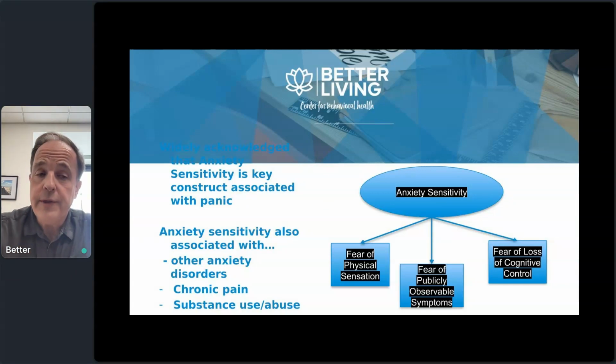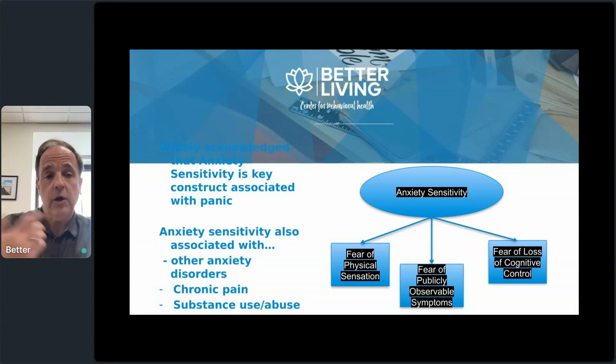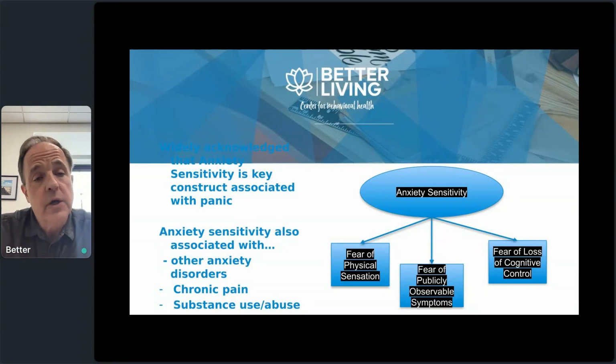Many panickers will then also report that they're concerned that other people will notice that they're anxious. So that's the fear of publicly observable symptoms. And then, of course, they're also concerned about their mental state, as per what I said a slide ago, which is that people are worried that they either are having loss of control of their mind, or that they're going to die. So that fear of loss of cognitive control is a third factor.